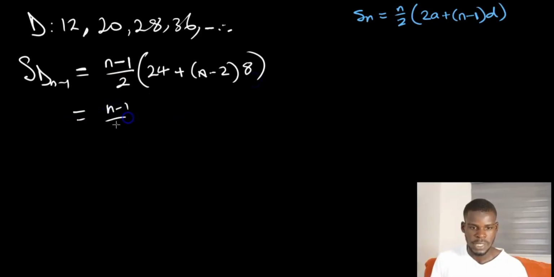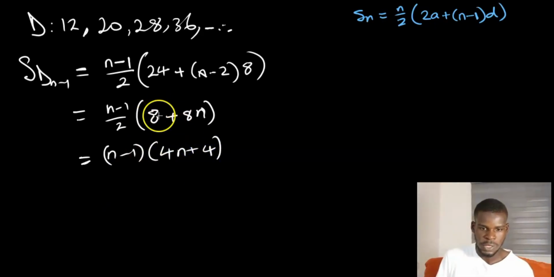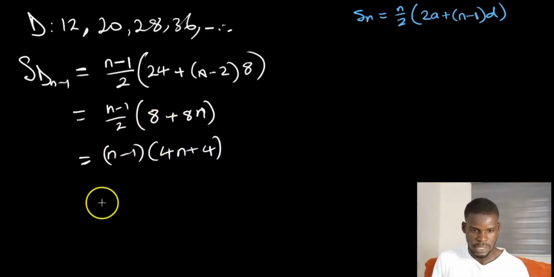So I'm going to maintain what I have out here. This is 24 minus 16, that's just 8, then plus 8n minus 8n. Maybe we can divide things out a little bit. We divide this by 2, and we're going to have n minus 1 times 4n plus 4, when we factor out the 2 to cancel out with the 2 in the denominator. Good. So let's expand these 2 brackets.